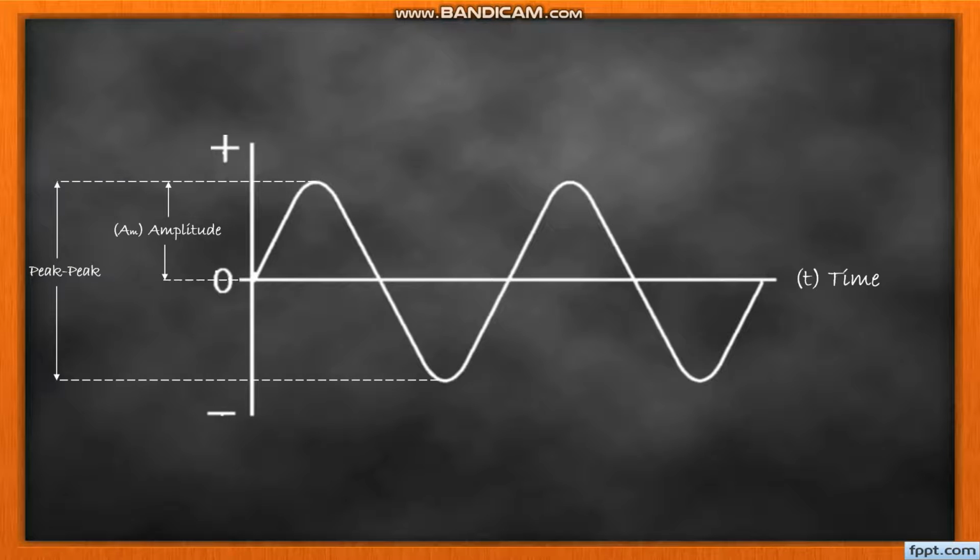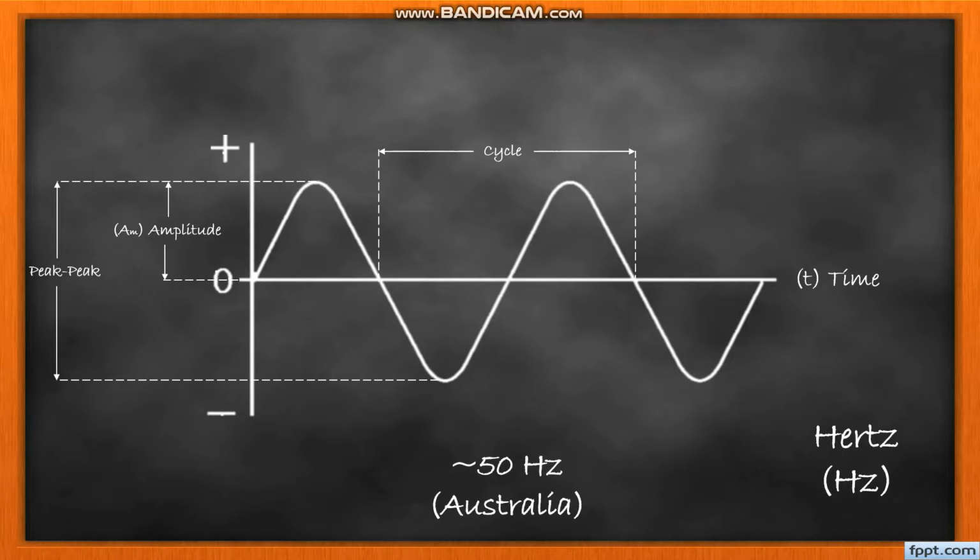The time taken for the wave to complete one cycle is called the period, and the amount of cycles in 1 second is called the frequency, which is measured in hertz. Here in Australia, the frequency of AC in a power point is around 50 hertz, which means that there are 50 voltage cycles per second.